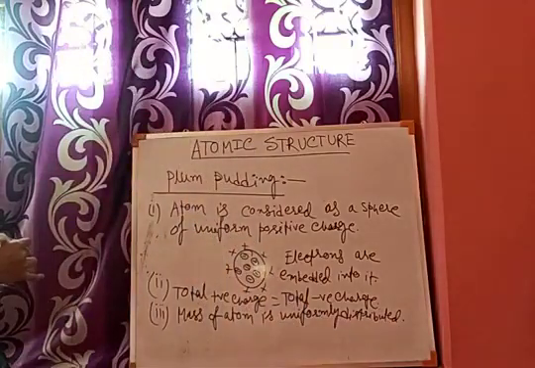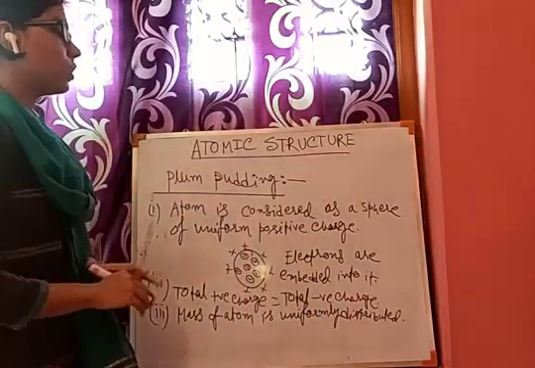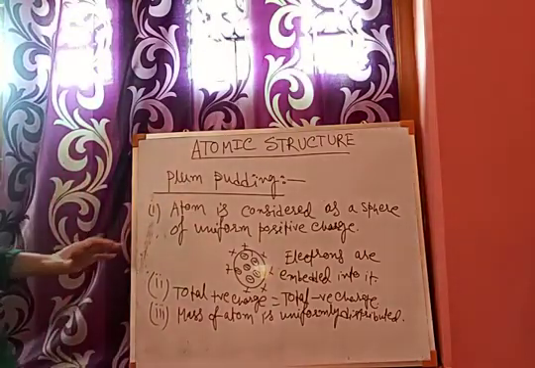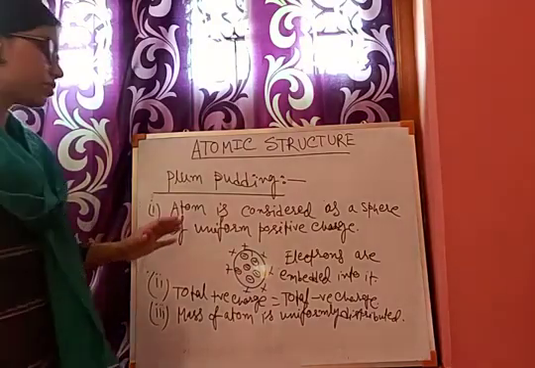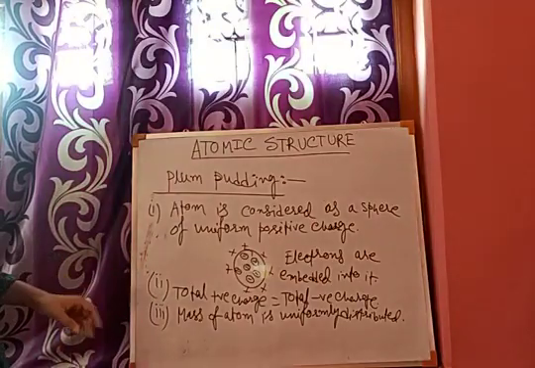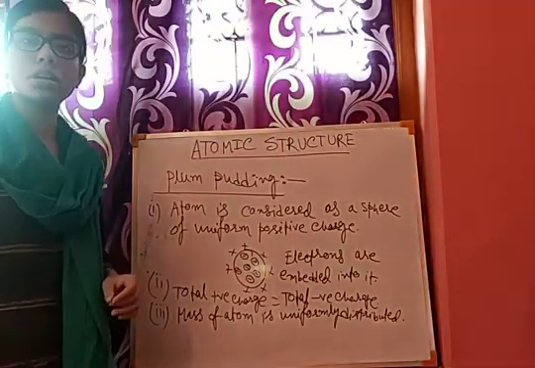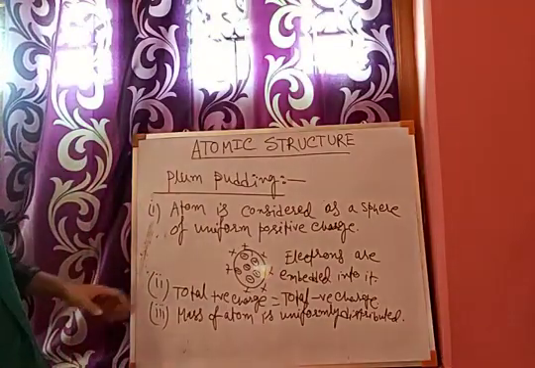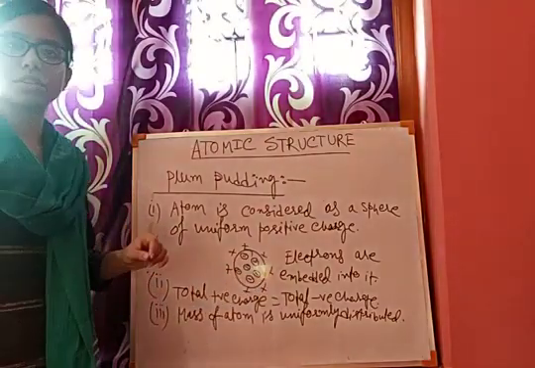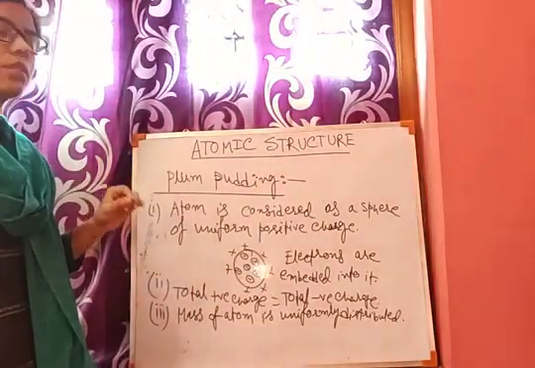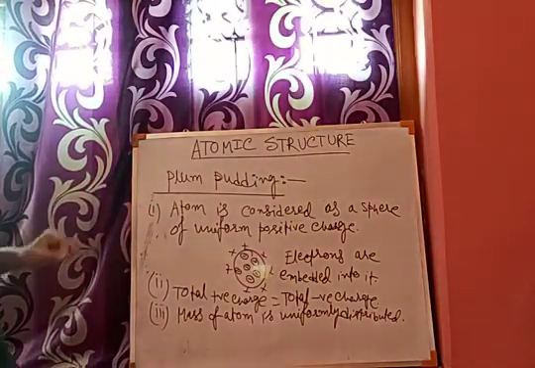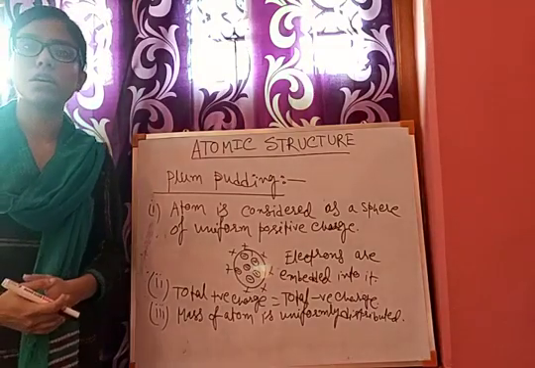So 3 points for plum pudding model. Whole atom is positively charged sphere where electrons are embedded into it just like the seeds of any fruit, and the total positive charge is equal to total negative charge. That's why the whole model or atom is electrically neutral, and whole mass of the atom is uniformly distributed throughout the sphere. But later we will see that the mass of the atom is not actually uniformly distributed. It is concentrated in the central part of the atom. So that idea was given by Rutherford. So in the next class we will start from Rutherford's discovery of nucleus.